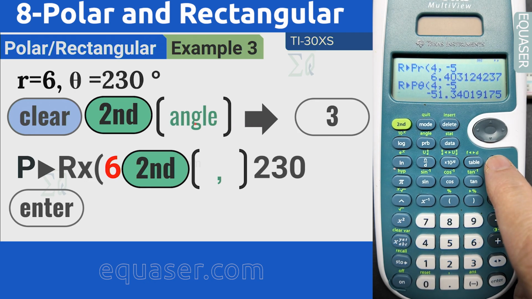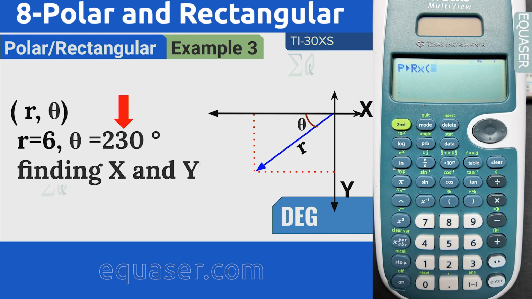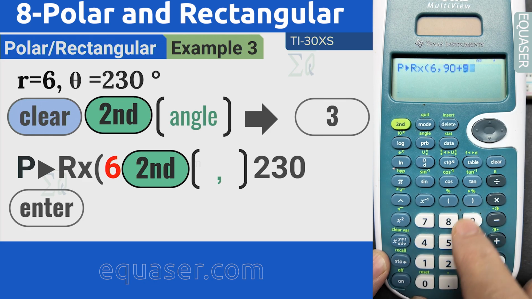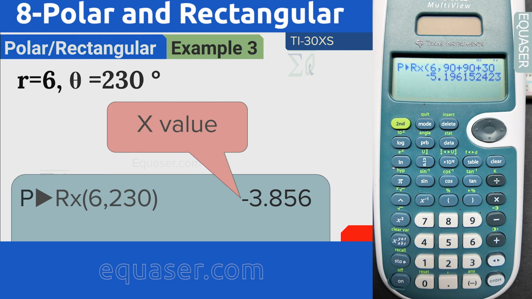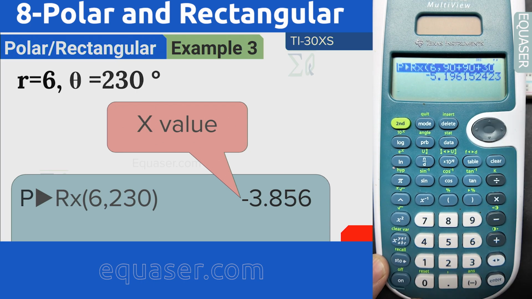So now I'm pressing clear, shift angle, go to the right and select number 3. Now 6, shift comma. Now we can do a math operation, 90 plus 90 plus 50, which is 230, or you can just enter 230. That's x. X is minus 3.8. What did I do? Something wrong. I entered 30. Let's say you made a mistake. Go up, it's highlighted, press enter, the value comes to the bottom, press delete and make it 50 and enter. So this is the correct value.